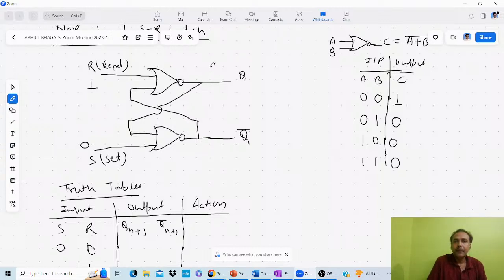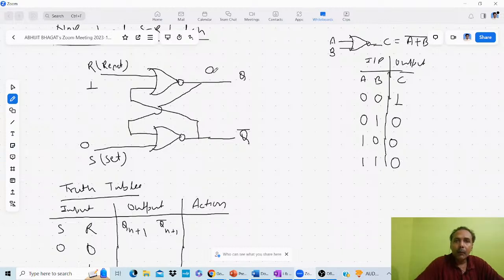Clear? When R is 1, as per the truth table of the NOR gate, your output will be 0. Because if any one input is 1, your output will be 0. So here, since R is 1, the output is 0.